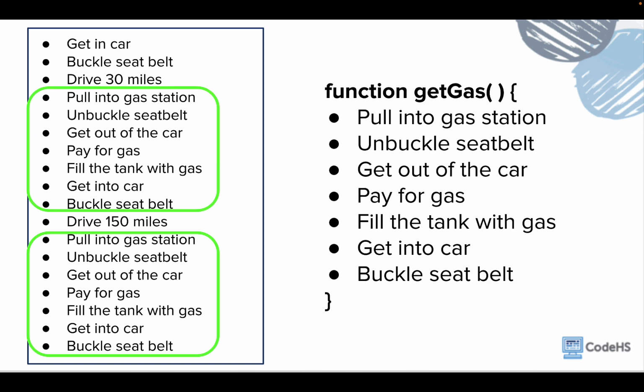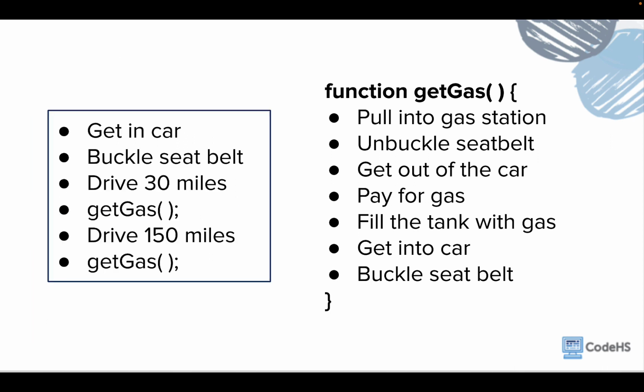Check out this getGas function. This includes all of the directions that we need in order to be able to get gas during our road trip. Pulling into a gas station, unbuckling, getting out of the car, paying and then filling the tank with gas, and then getting back into the car and buckling your seatbelt. Now, instead of writing all of these directions over and over, we can use the name of the function to just write getGas in our road trip sequence. Each time we need gas, we can call the function.